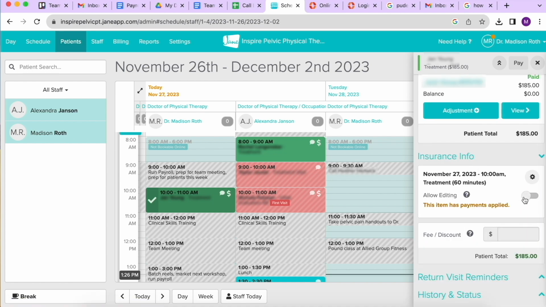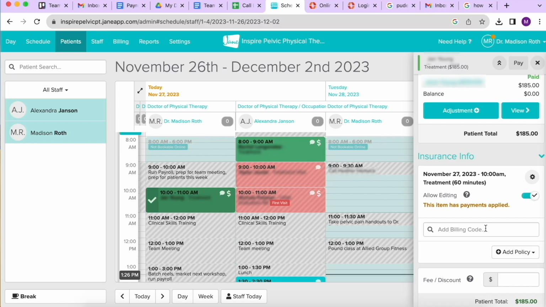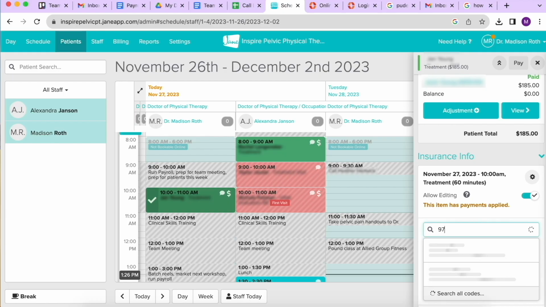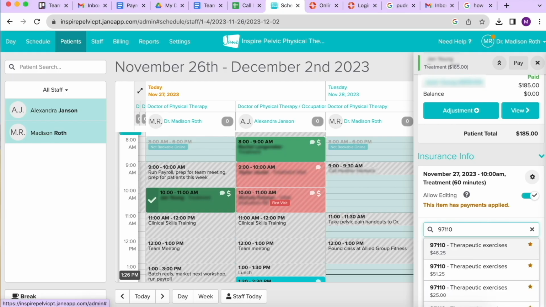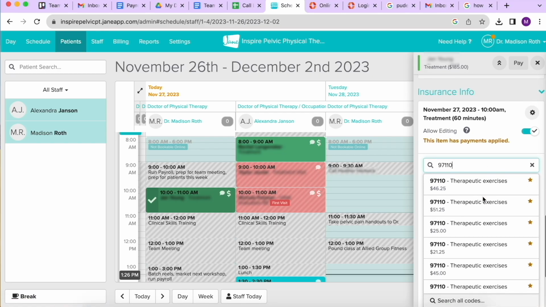And then on insurance info, you're going to allow editing. First, you want to start with the billing code. I think that's that. Yep. All right. So we did 4 total units. 2 were neuro re-ed. Actually, I typed that in wrong. 97112 is neuro. And she was one of my original patients. She's at our 185 rate. So to know what the individual unit is, you would do 185 divided by 4.